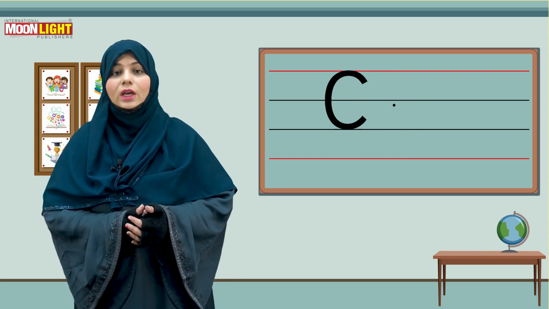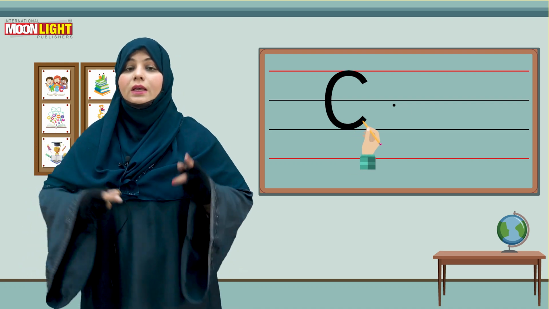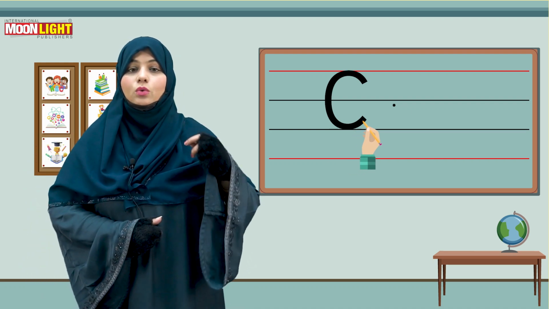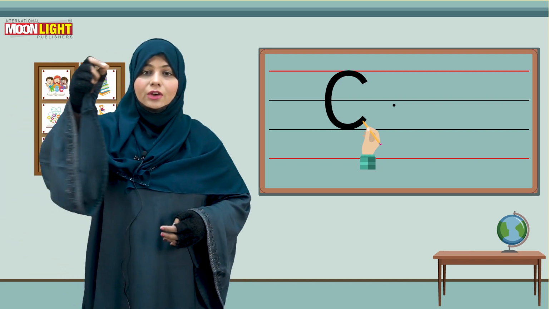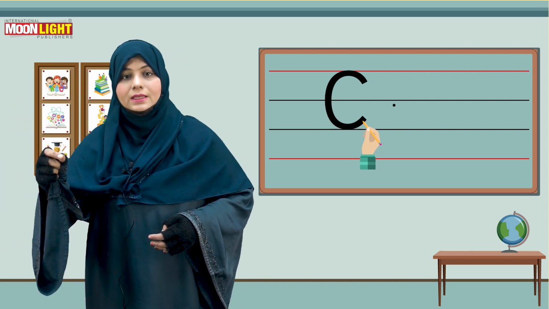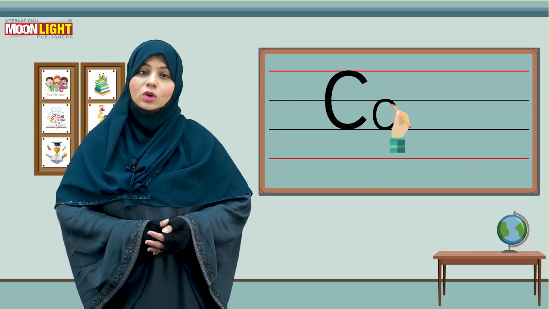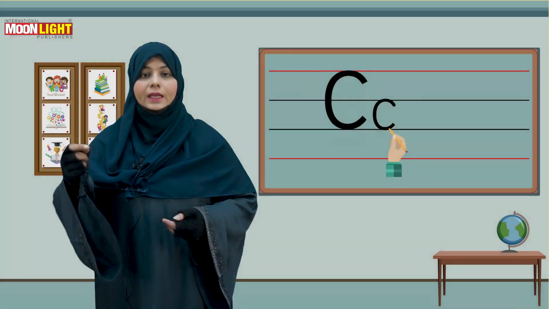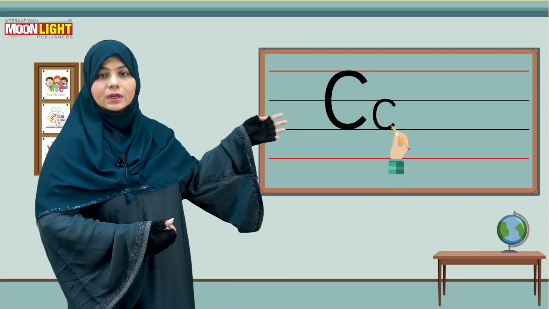For C, you have to make a half circle in upper 3 lines. Kids, never forget to write all capital letters in upper 3 lines. Make a half circle in upper 3 lines. It will become capital letter C. After that, make a small half circle in center 2 line. It will become small c. This is letter C, capital and small.